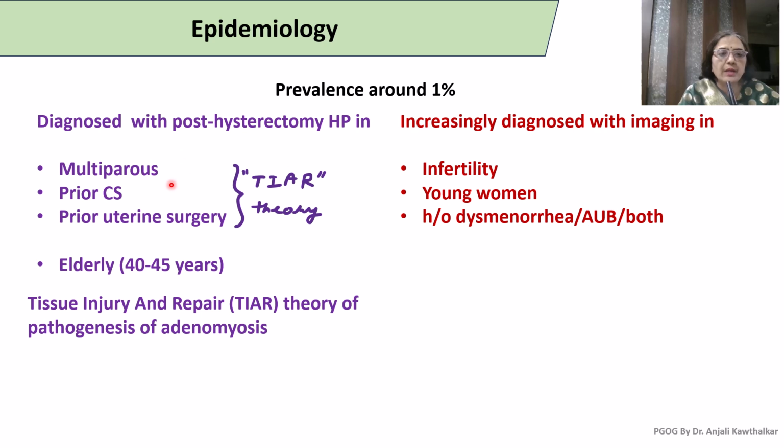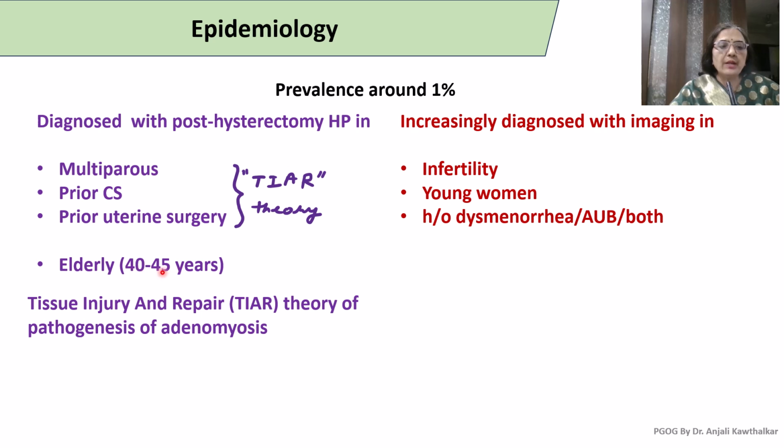Previously, it was mainly identified as a disease found in multiparous women or women having a prior cesarean section or any prior uterine surgery, and that is why it goes with the TIAR theory, that is, the traumatic injury and repair theory. This theory holds true because the disease is found more commonly in multiparous as compared to nulliparous women. It is more commonly seen whenever the patient has a prior history of cesarean section or prior uterine surgery in the form of any evacuation, dilatation, curettage, like that.